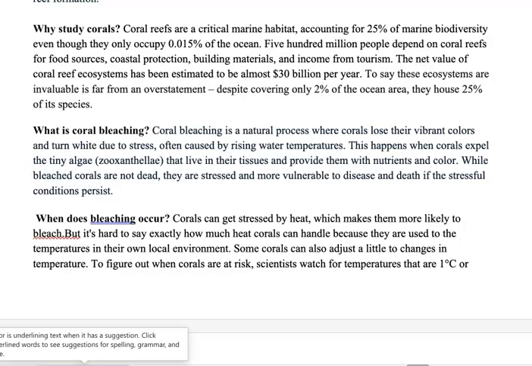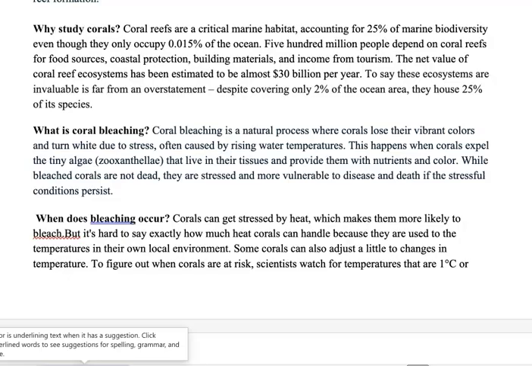Remember, the algae is providing them with the sugar that they need, and the sugar is nutrients, and that's how they keep their color. So if they're expelling them, meaning getting rid of them, then they're not getting any nutrients. While the bleached corals are not dead exactly, they are stressed, and they're more vulnerable to disease and death if the stressful conditions persist. So when does the bleaching occur?